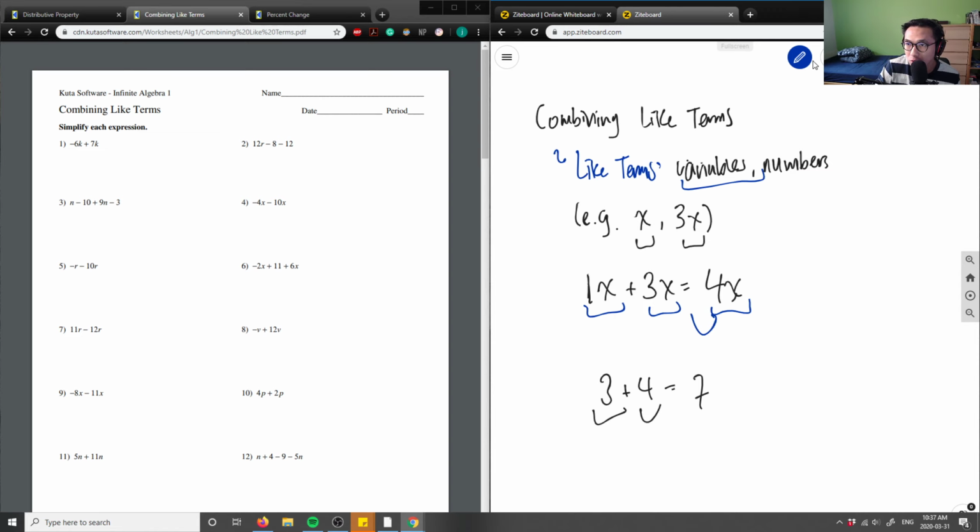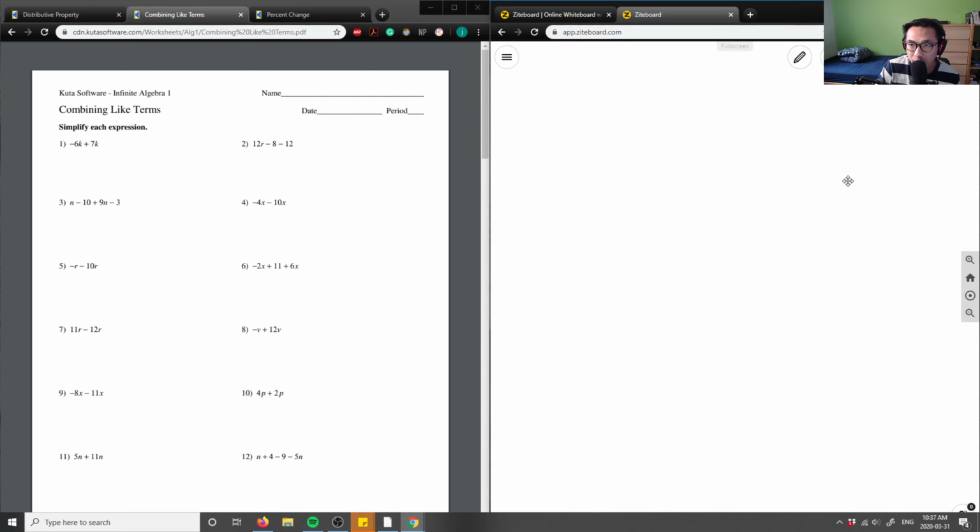So how do we do specific problems? Let me show you number one. Number one here is negative 6k plus 7k. So what would I get here in this case? Negative 6k plus 7k, right? Again, these are like terms, right? Both of these have a k in them.